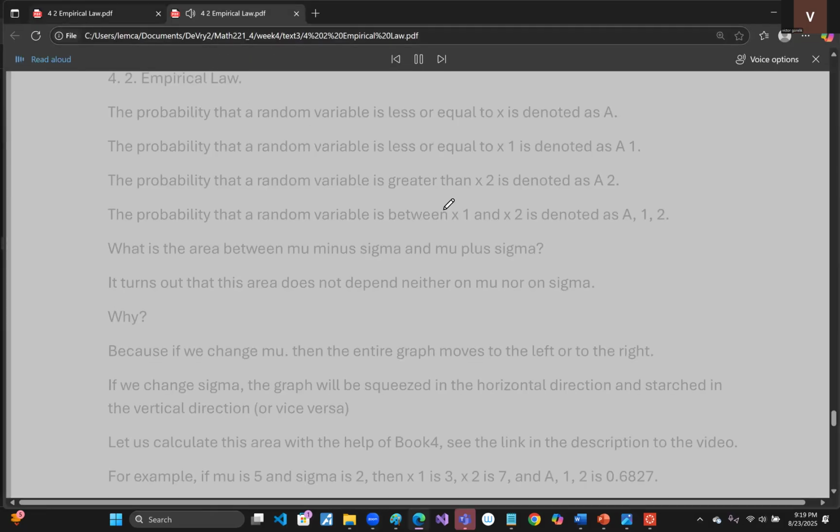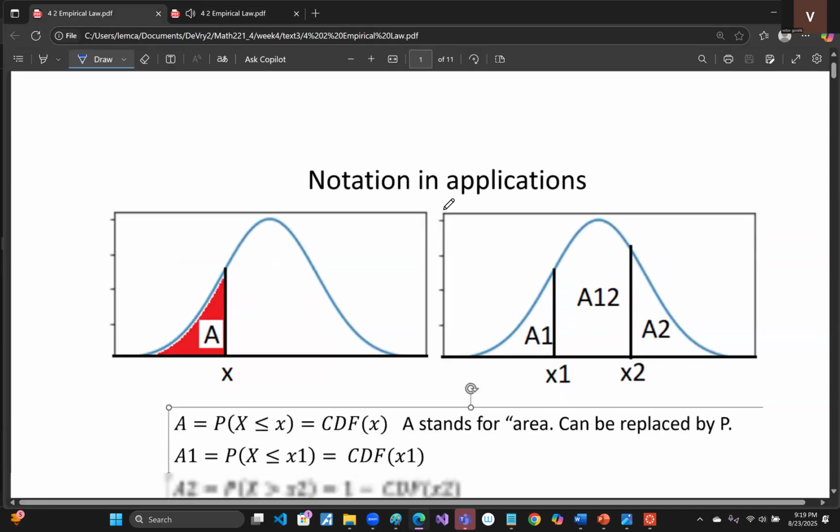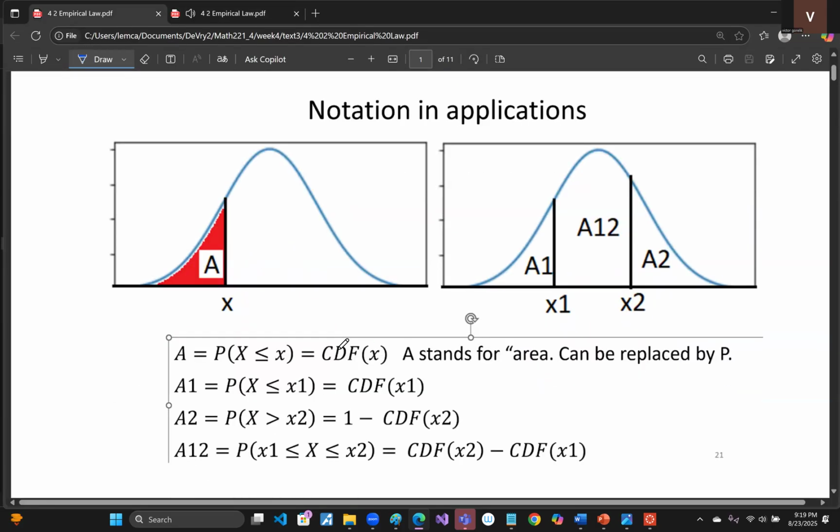4.2. Empirical law. The probability that a random variable is less or equal to x is denoted as A. The probability that a random variable is less or equal to x1 is denoted as A1. The probability that a random variable is greater than x2 is denoted as A2. The probability that a random variable is between x1 and x2 is denoted as A1,2.